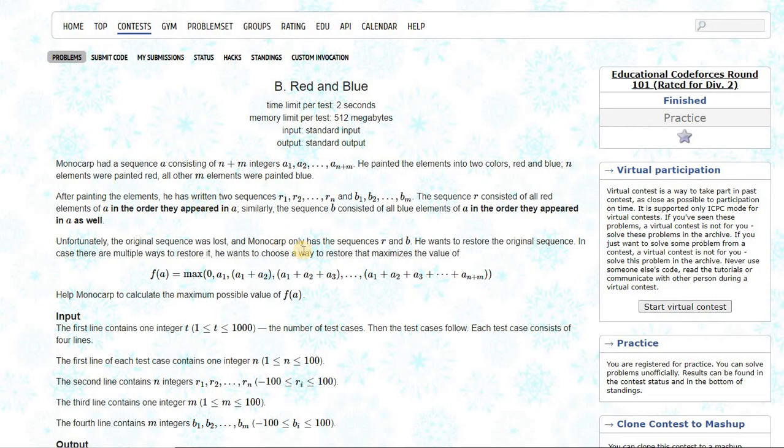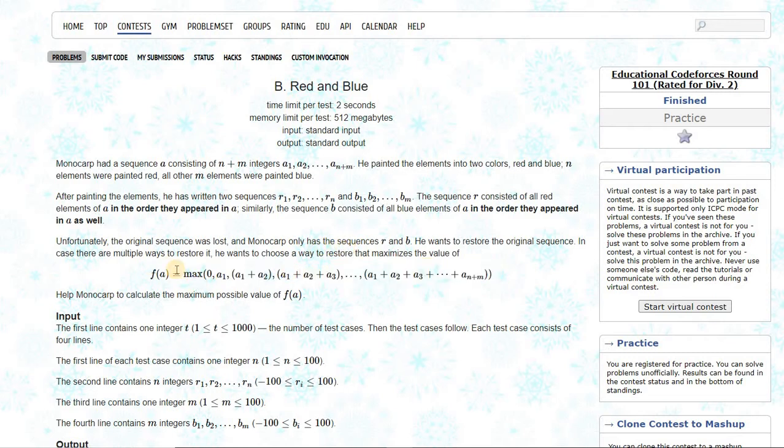He has written down the two sequences, a sequence of R values and a sequence of B values. So the R ones are the red elements, and the B ones are the blue elements. And he's trying to maximize this function, f of A.